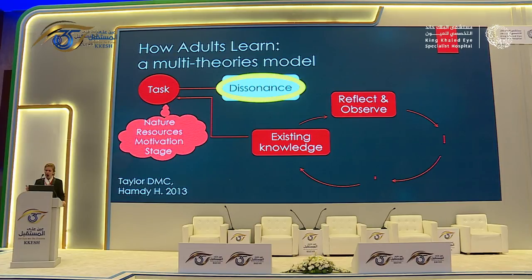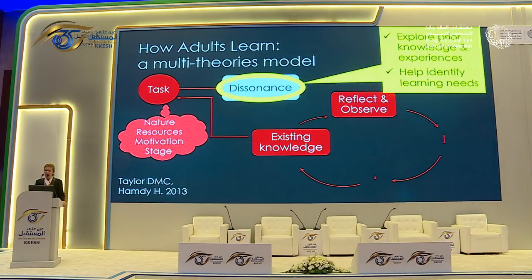Because they have a question with a patient or a task to solve that they don't know how to do, they will find this dissonance in their cognition. So they will be able to reflect and observe and try to define their learning needs in order to solve this problem. And this will happen depending on the nature of the task, the resources they count with, the motivation of the student, and the stage of development. How can we help them as teachers in this stage? We can help them explore their prior knowledge and experiences to solve the problem and help them identify their learning needs. Help them try to decide what is necessary for them to solve.